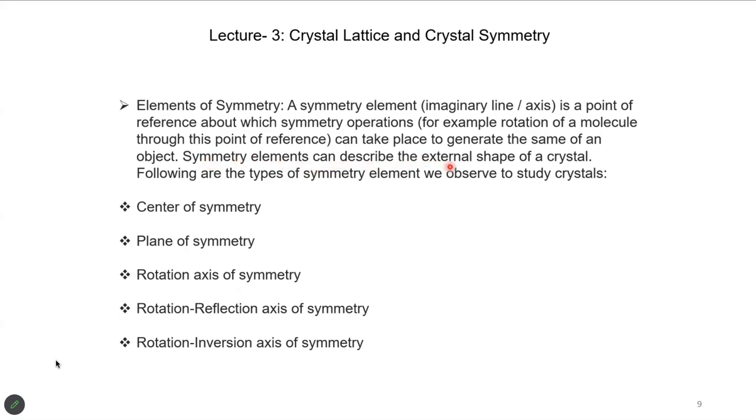Symmetry elements can describe the external shape of crystals. So the types of symmetry elements we observe to study crystals are: center of symmetry, plane of symmetry, rotation axis of symmetry, rotation-reflection axis of symmetry, and rotation-inversion axis of symmetry. These are the symmetry elements we encounter when studying crystals in crystallography.